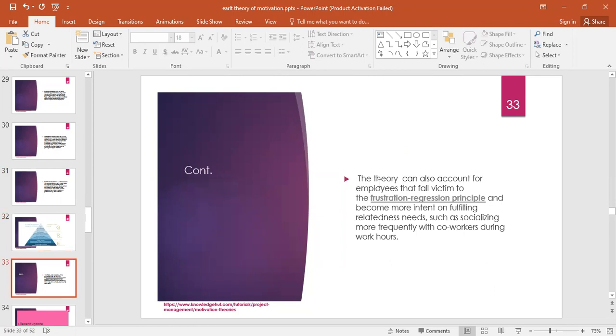The theory can also account for employees that fall victim to the frustration-regression principle and become more intent on fulfilling relatedness needs, such as socializing more frequently with co-workers during working hours.